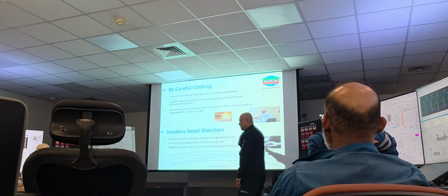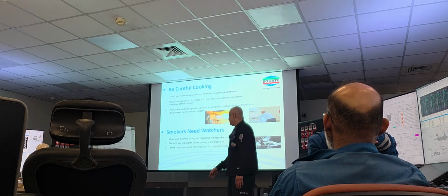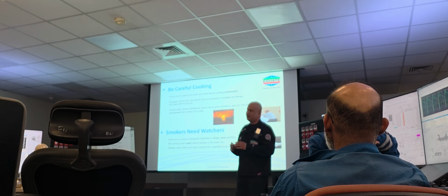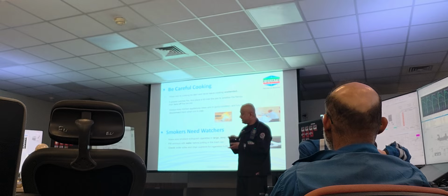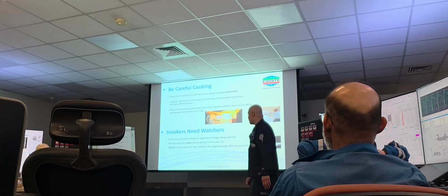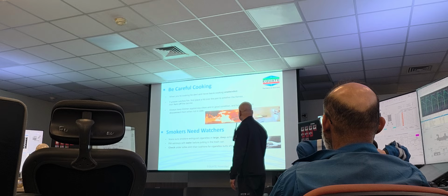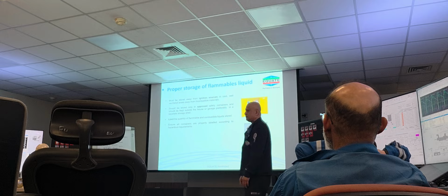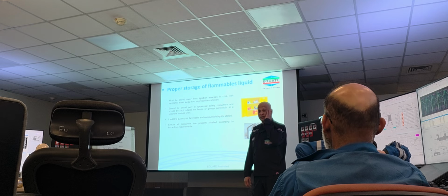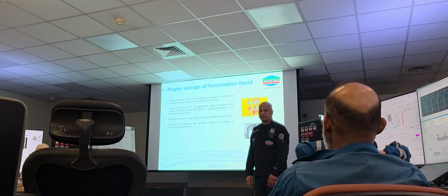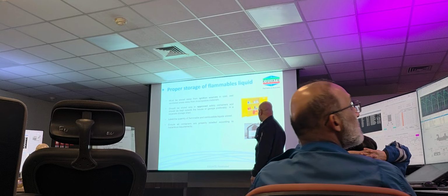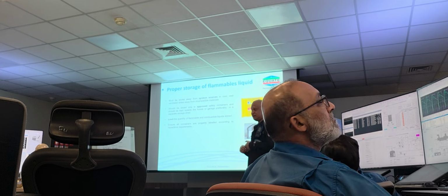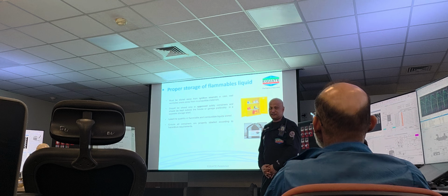Also, for smokers, make sure they don't throw the ash carelessly. If you buy an ashtray, it is recommended to get a deep one. Okay, proper storage of flammable liquids. Normally we have flammable liquids at home. Make a special cabinet for these flammable liquids. Also, don't forget to label them, so at least the kids know what is inside.